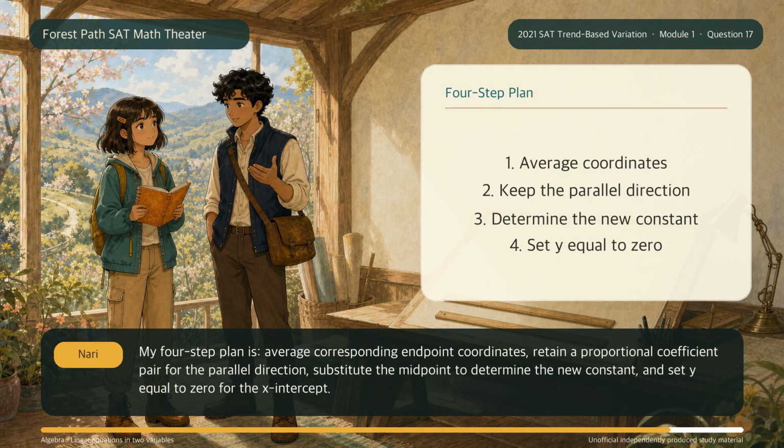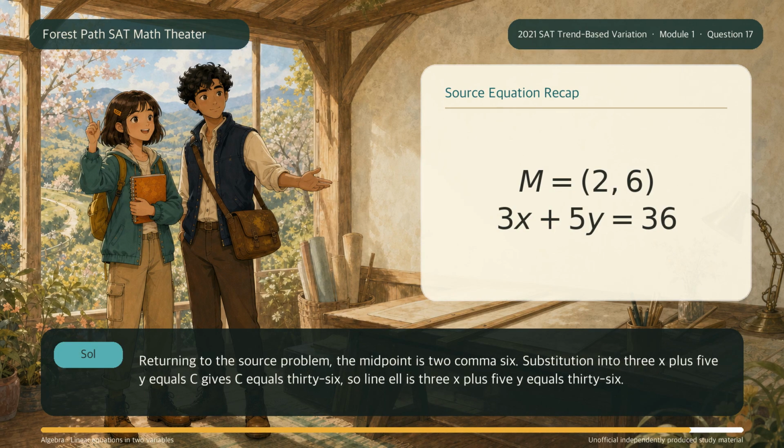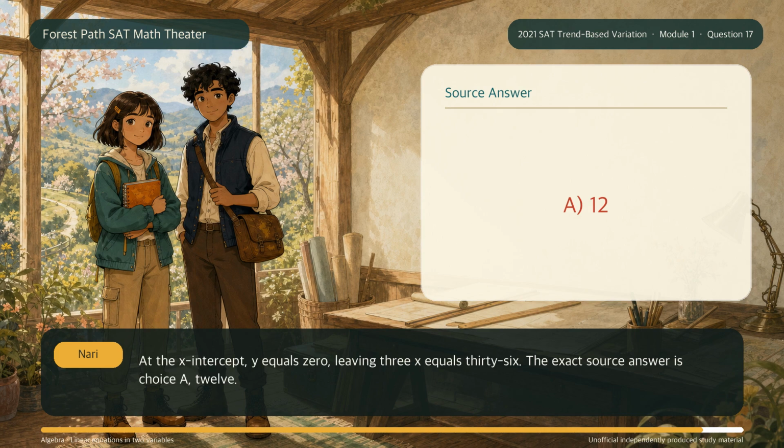My 4-step plan is: average corresponding endpoint coordinates, retain a proportional coefficient pair for the parallel direction, substitute the midpoint to determine the new constant, and set y equal to 0 for the x-intercept. Returning to the source problem, the midpoint is 2, 6. Substitution into 3x plus 5y equals c gives c equals 36. So line L is 3x plus 5y equals 36. At the x-intercept, y equals 0, leaving 3x equals 36. The exact source answer is choice A, 12.